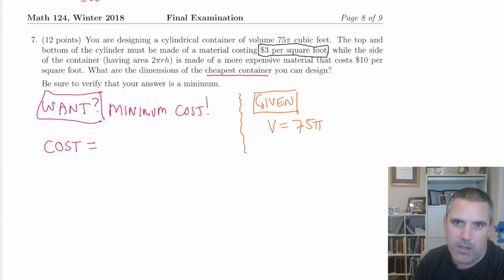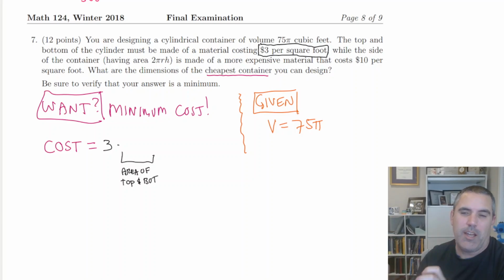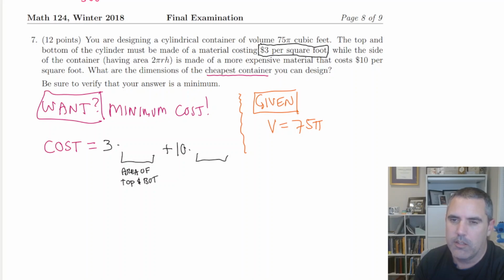$3 per square foot. So the cost is going to be 3 times the square feet of what? The top and the bottom must be made, okay, times the area of the top and the bottom. And in my experience, that's the part that really scares people. How do I know that? Because $3 per square foot means 3 times however many square feet of that material you're using. And that's talking about the top and bottom. Okay, plus, while the sides are made of a more expensive material, that is 10 times the area of the sides. So I think I'm well past when I should have drawn something.